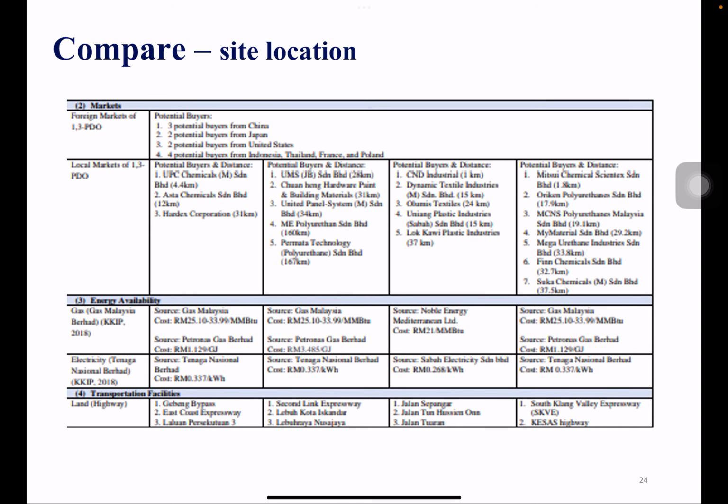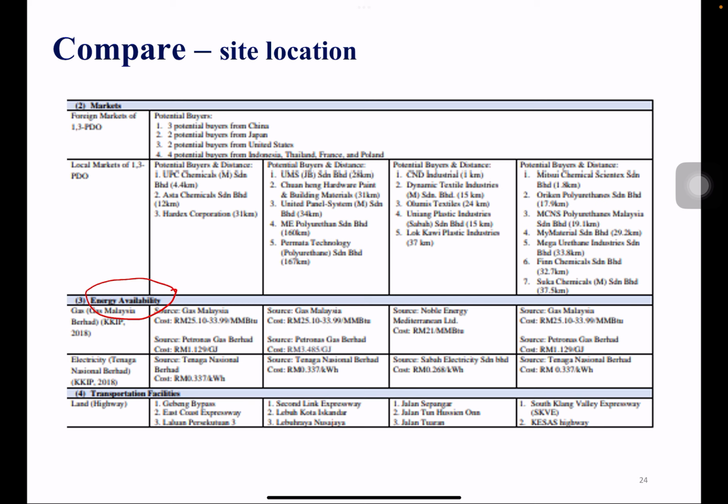Markets. So who are the potential buyers of your product? Is the market close to your plant location so that it's easy to transport? Okay. What is the energy availability? Who is the supplier of the energy? Okay. And what is the cost?